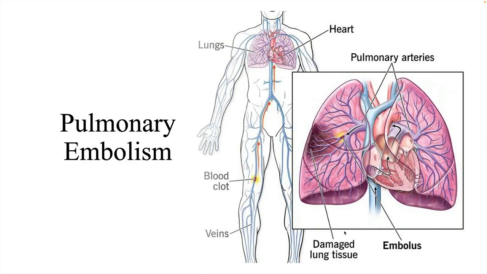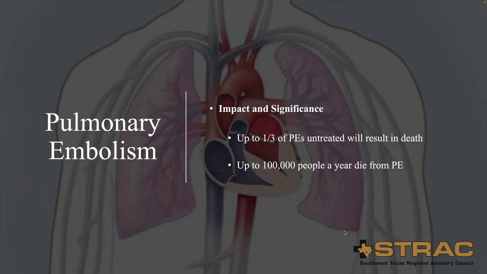It's a pretty significant impact too. Up to a third of PEs that are untreated, it's estimated, will result in death. And it's also estimated that about 100,000 people a year die from pulmonary embolism. I think that number might be under-recognized and undercounting people though. I can tell you, treating patients in the field, I've had many that I thought were a pulmonary embolism that we were never really able to figure out if that was the cause of their death or not. But based upon their history and risk factors, it was pretty obvious that that was probably what was going on.